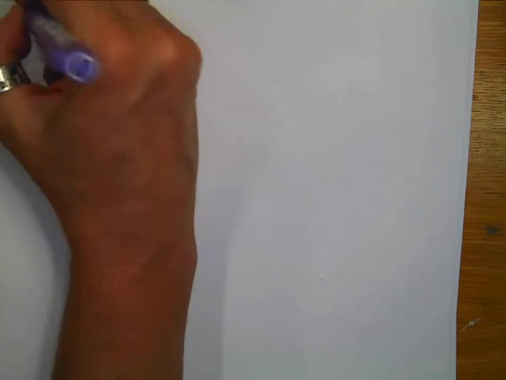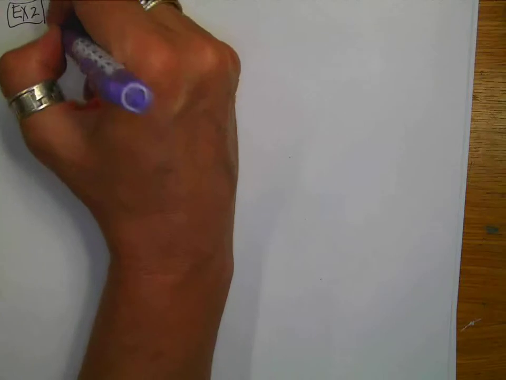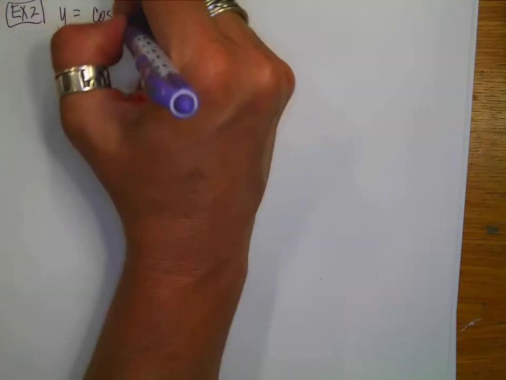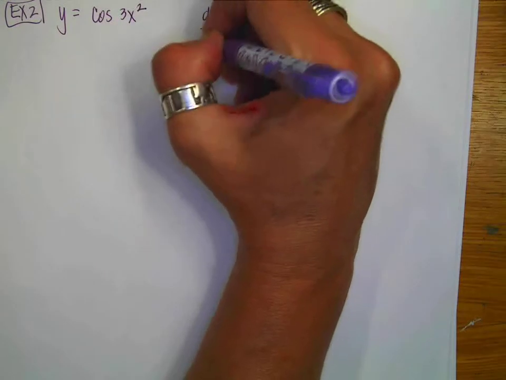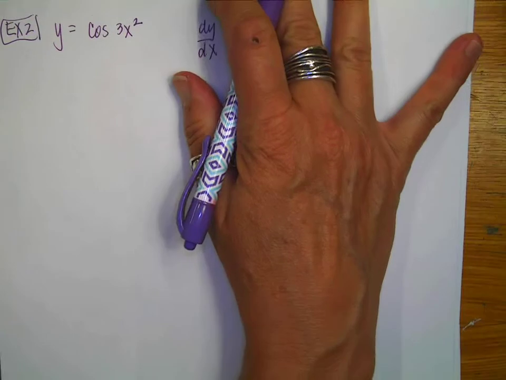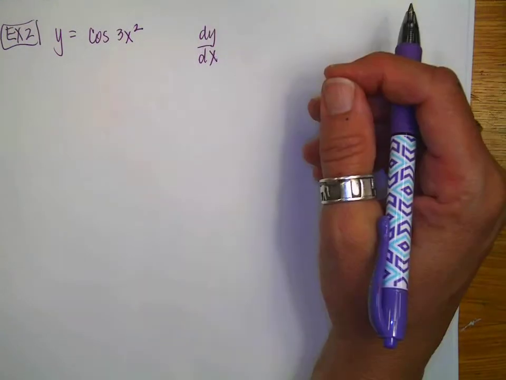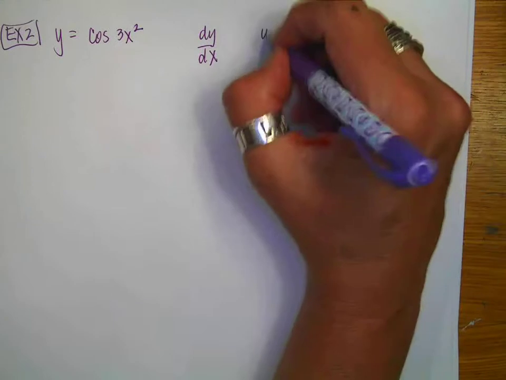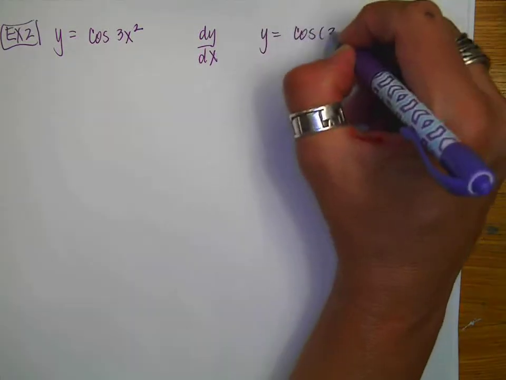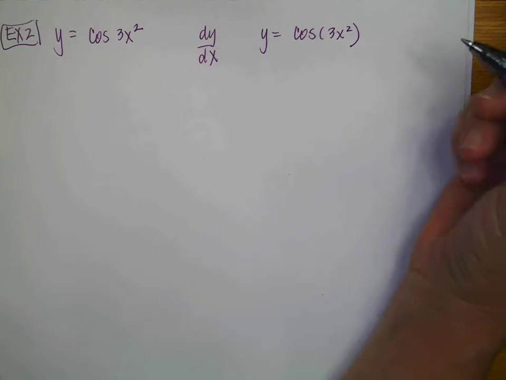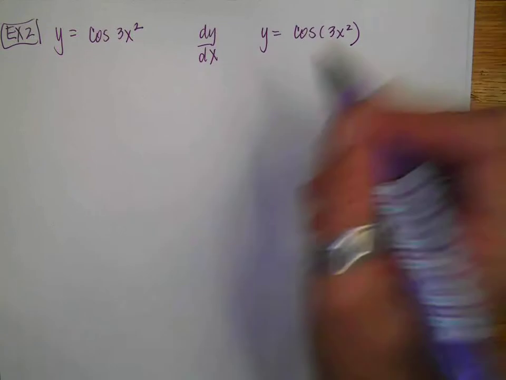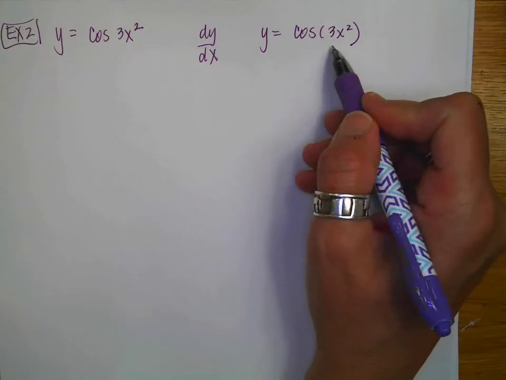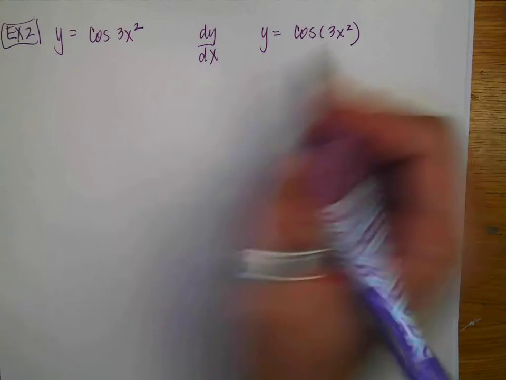All right, for our second example, example number 2, we're going to have y is equal to the cosine of 3x squared, and I want to know what is dy dx. Okay, and that's the derivative. Remember, we have lots of different types of notation to find the derivative. I will tell you that this is actually the cosine of (3x squared), but oftentimes they will leave that set of parentheses off. So you have to understand what's going on. Because there's a set of parentheses, that means that this is actually the chain rule.